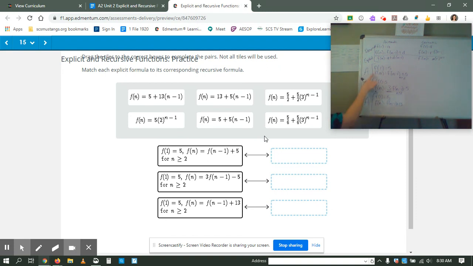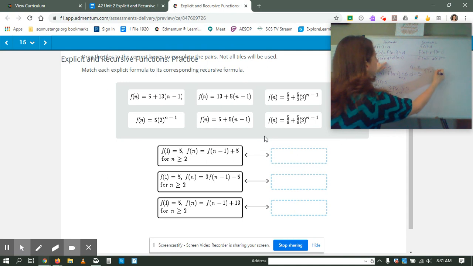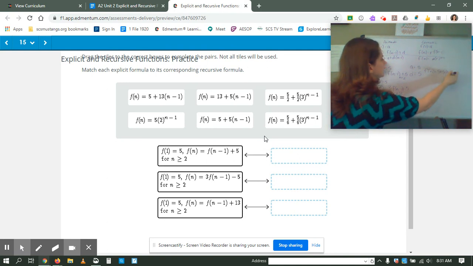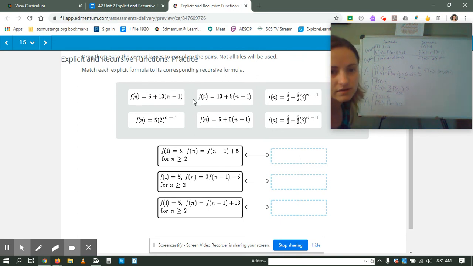So I'm going to start with matching these two up to the ones they belong with. If I'm looking to switch, I need to have an a value and my d value. My a value is the one on the other side of the f of 1, so my a is going to be 5, and my d is going to be this value right here, a positive 5. So if I plug it in, f of n is going to be equal to 5 plus 5 times n minus 1. If we go up here, 5 plus 5 times n minus 1, there's that guy right there.